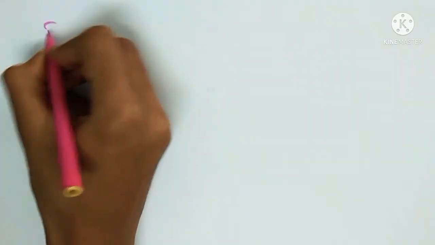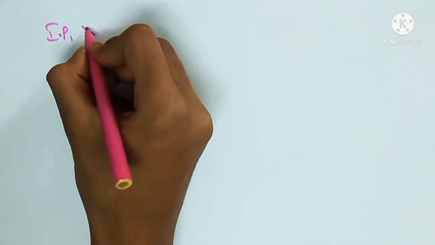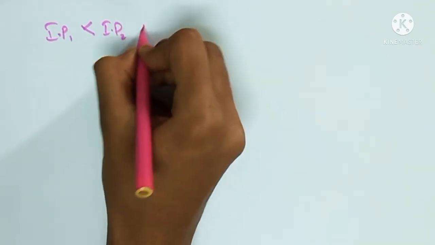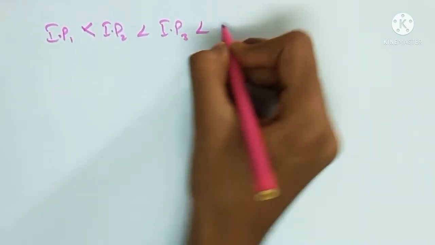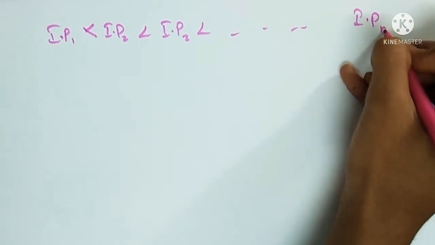So here the noble gases have the highest IP, but whereas the 1A group elements, that is alkali elements, have the least IP, because the atomic radius for 1A group elements is highest. As IP is inversely proportional to atomic radius, the IP1 for the alkali metals is less. And I forgot to tell one thing, that is IP1 is always less than IP2, less than IP3, and so on up to IPn.